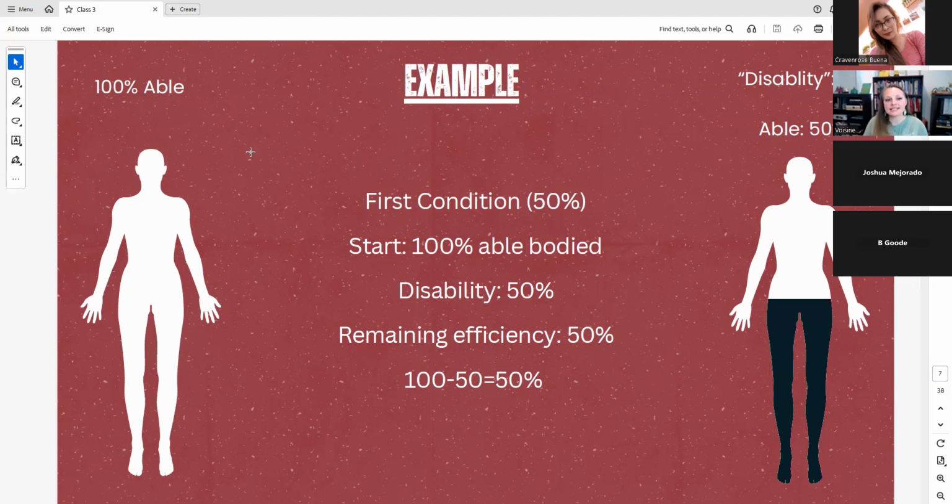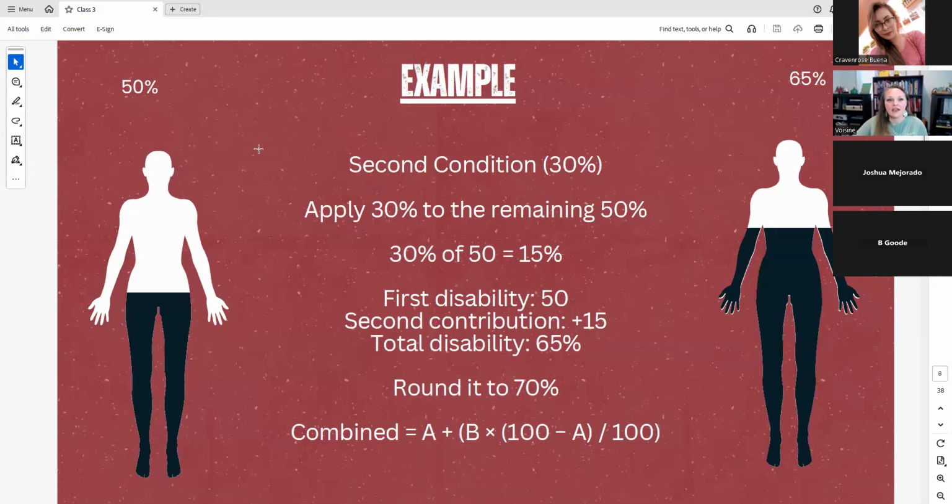So 100% able body means you have no rating, or you might have some zeros. The VA starts with 100% able body. Now you get a 50% rating, let's say for migraines. That disability is now 50%, so you have a remaining able body of 50%. 100 minus 50 equals 50%. Now you're at 50% for your migraines.